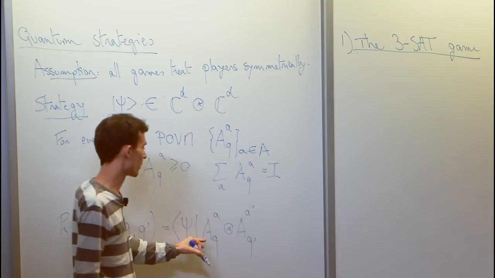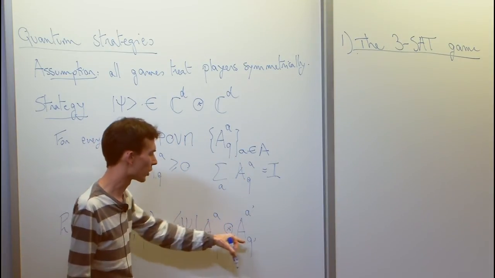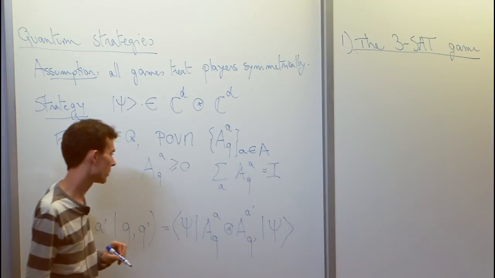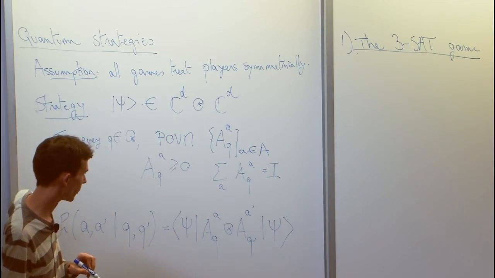I hope you're not confused by the fact that they're both A's. But this is like an Alice question, this is a Bob question. Psi. That's the standard way to write it.